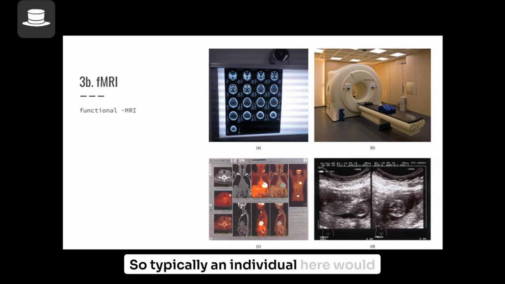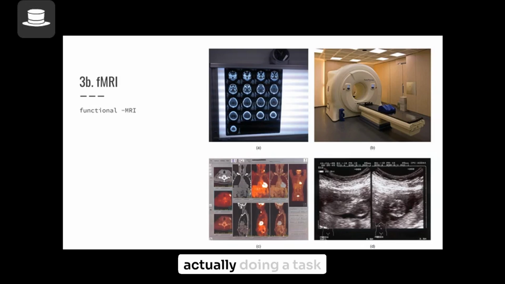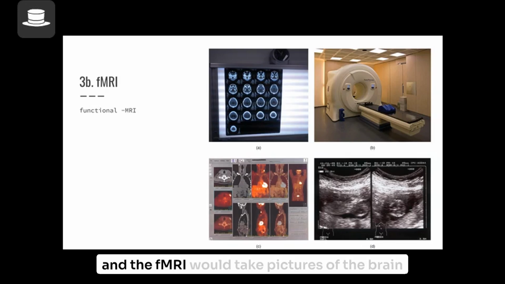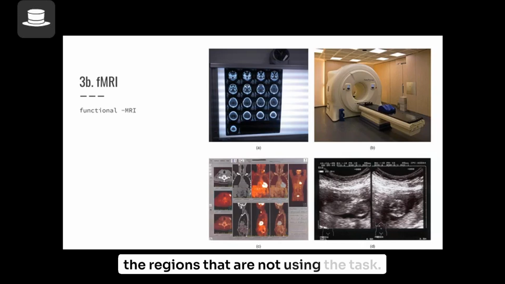So typically, an individual here would be doing a task, and the fMRI would take pictures of the brain, localizing the parts that use more oxygen at any given point of time. The logic is that more oxygen, hence more blood flow, goes to those parts that are used more when performing a task, as opposed to the regions that are not used in the task. So it's like taking the amount of blood flow in a specific task that you're doing.